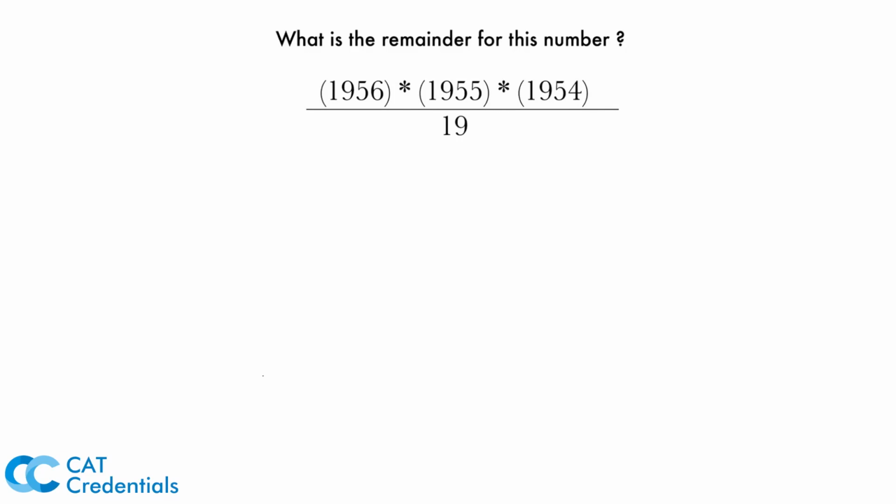So now I ask you a question: what is the remainder when 1956 into 1955 into 1954 is divided by 19? How will I start solving this? First I'll find the remainder of 1956 divided by 19. 19 ones are 19, 19 twos are 38, 48, 58. The remainder turns out to be 18.